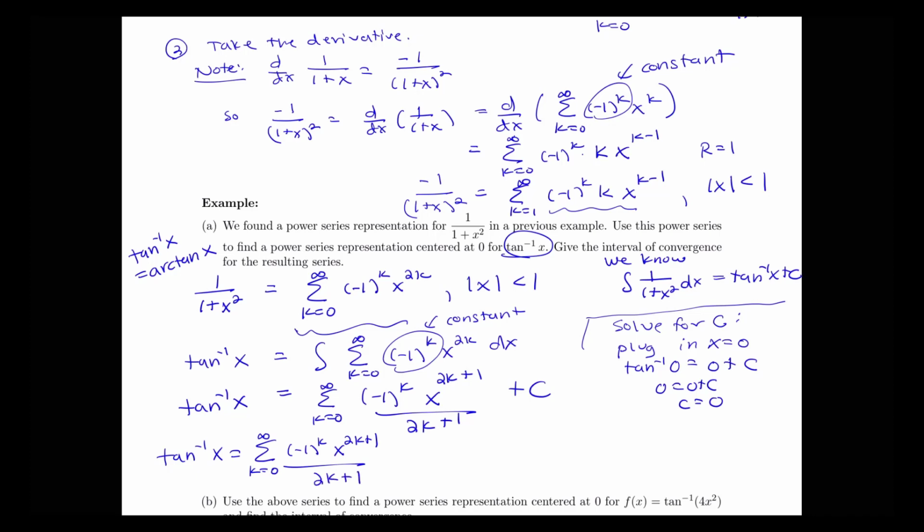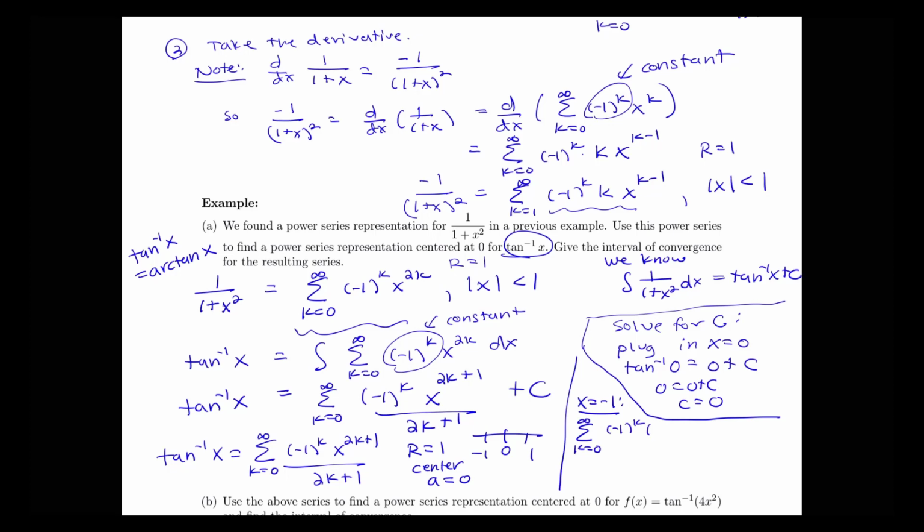Okay. Notice the series that I was taking the integral of had a radius of convergence of 1. So my radius of convergence will still be 1. I'm centered at a equals 0. So I just have to test what happens at those endpoints of negative 1 and 1. Okay, so let's look at what happens at negative 1. When x equals negative 1, I'll have a sum from k equals 0 to infinity of negative 1 to the k times negative 1 to the 2k plus 1 all over 2k plus 1.